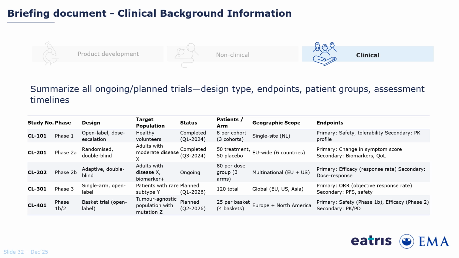Include a table summarizing each study. This should feature the study number or identifier, the trial phase, the study design, such as adaptive or open label, the target population, the status, that is planned, ongoing, or completed including approximate dates, and the number of enrolled patients, the geographic location if relevant, and any unique methodological aspects.